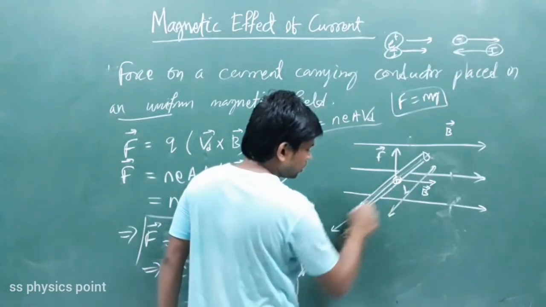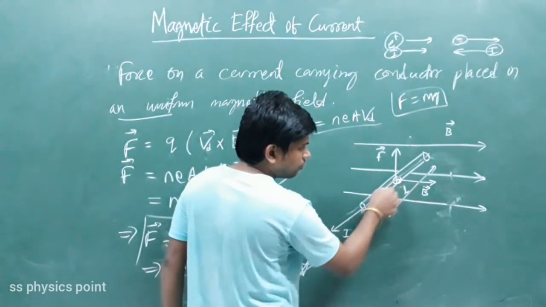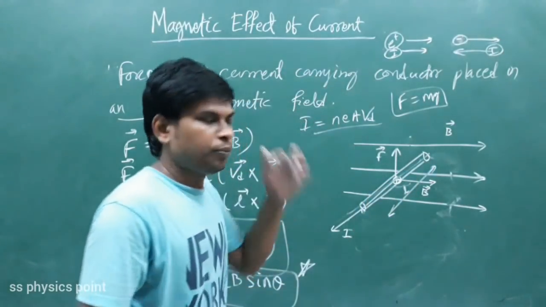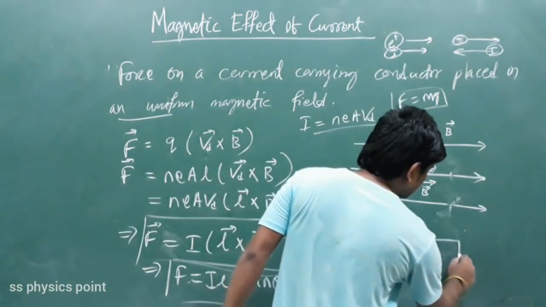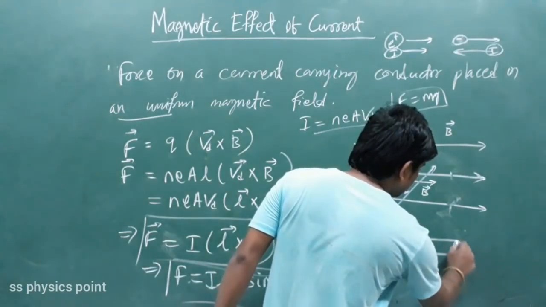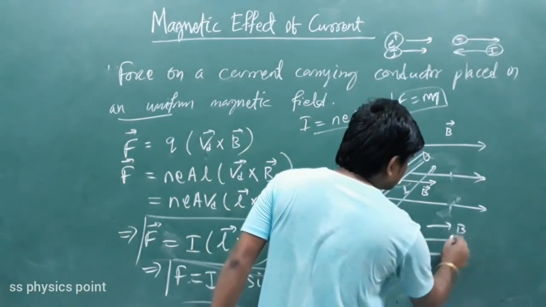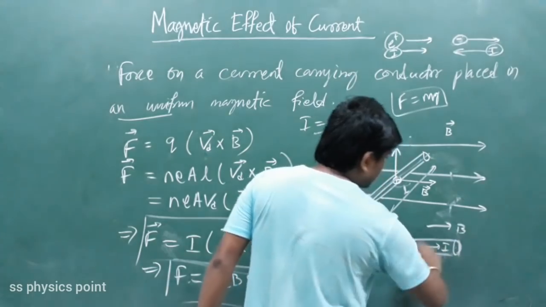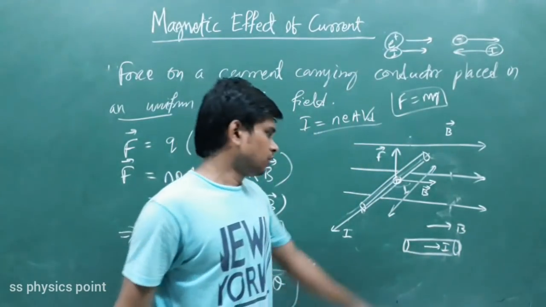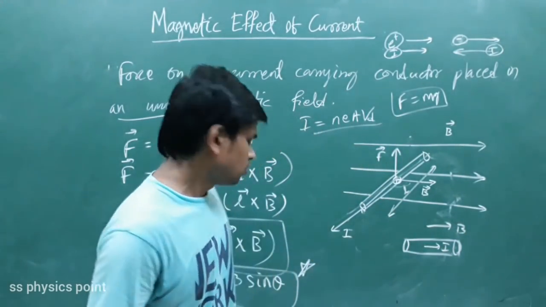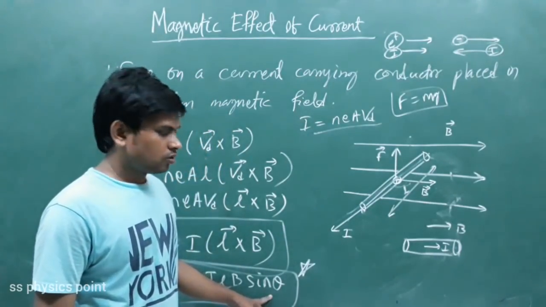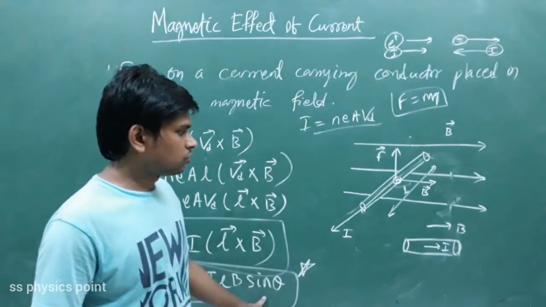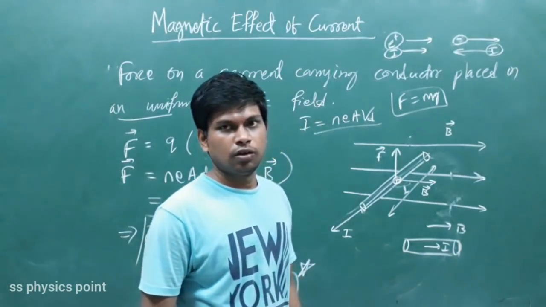Length of the conductor is along the direction of current and B. It also depends on the angle. Suppose the conductor is parallel to the magnetic field. Conductor is along the direction of B. B is along this direction and current is flowing along that direction. Then force is how much? 0. Because sin theta is how much? 0. Sin theta is 0. That's why force is 0 here.